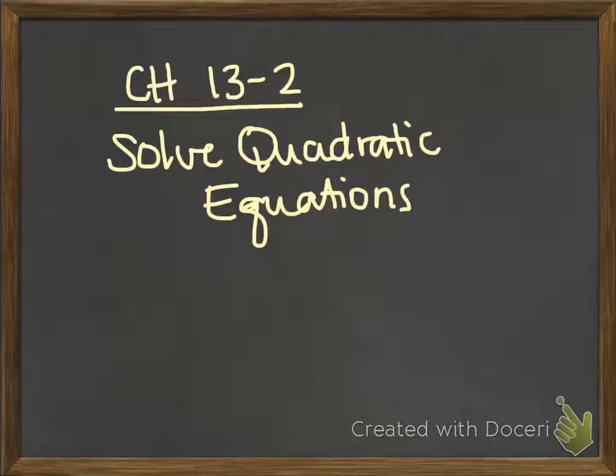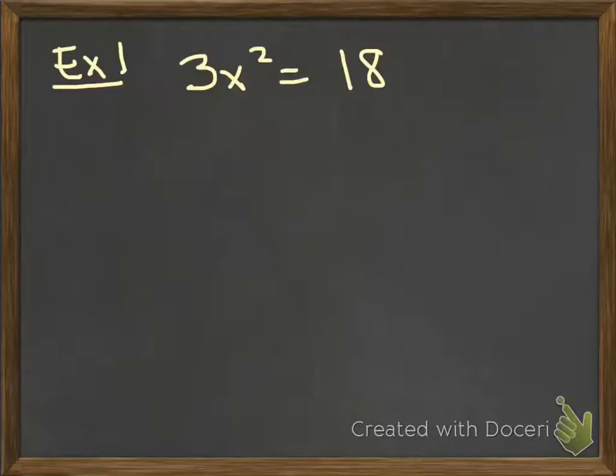Okay, chapter 13-2 is more solving quadratic equations. Okay, example 1, 3x squared equals 18. So this is a little different than chapter 13-1. We don't bring the negative 18 over to the other side because it's unfactorable.